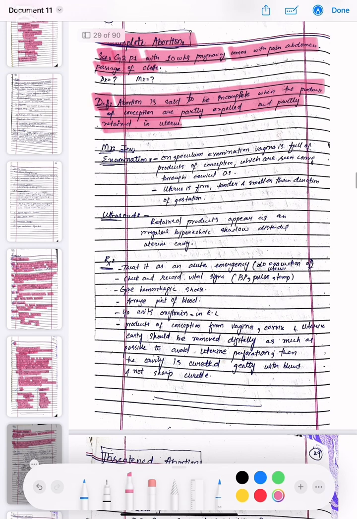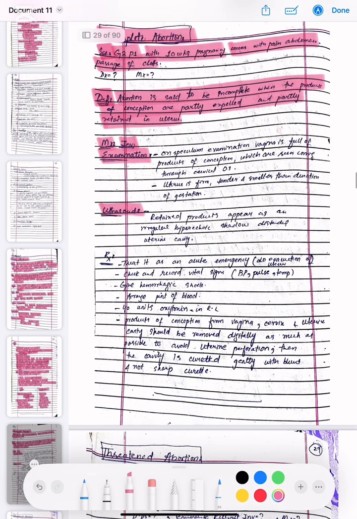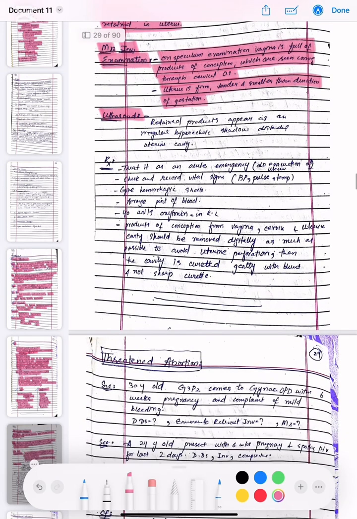The management options for incomplete abortion are investigation, examination, and ultrasound. Examination is done on speculum examination. Vagina is full of products of conception which are seen coming through cervical os. Uterus is firm, tender, and smaller than duration of the gestation. Then ultrasound is done, that is, retained products appear as an irregular hyperechoic shadow and distended uterine cavity.